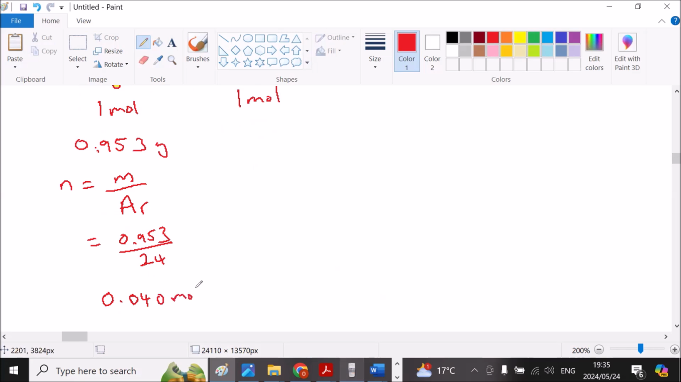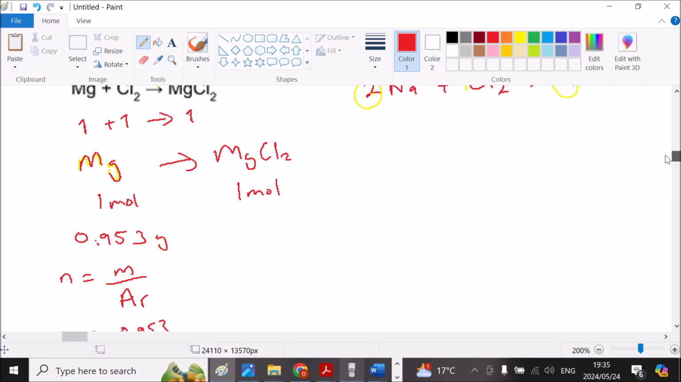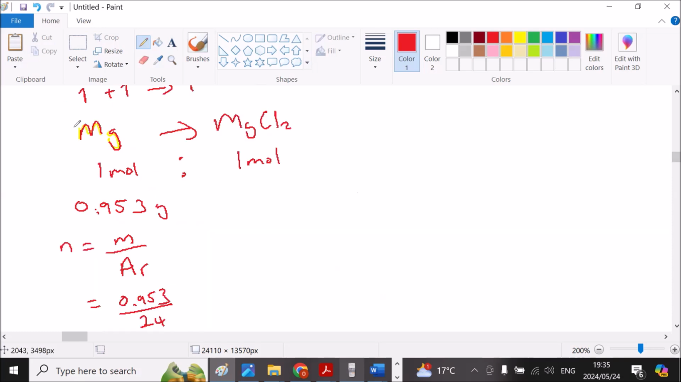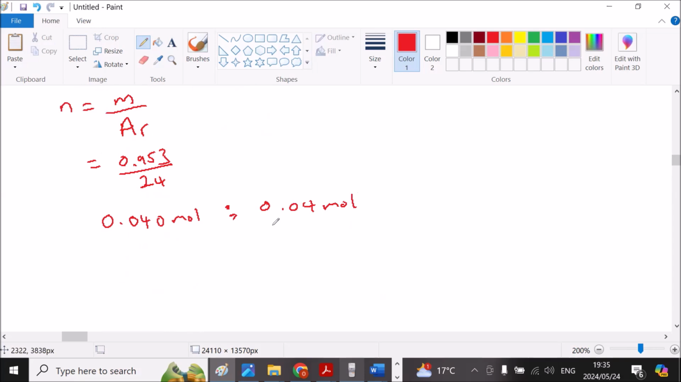0.040 moles. So the same amount of moles of magnesium is equal to the same amount of moles of magnesium chloride, since it's 1 mole to 1 mole. 0.04 moles will also give 0.04 moles. 0.04 moles of magnesium will give 0.04 moles of magnesium chloride. Now the task is to convert this to grams.